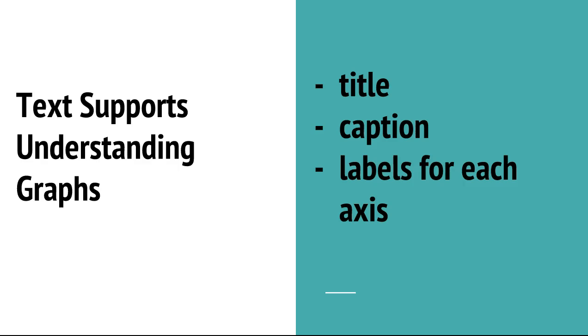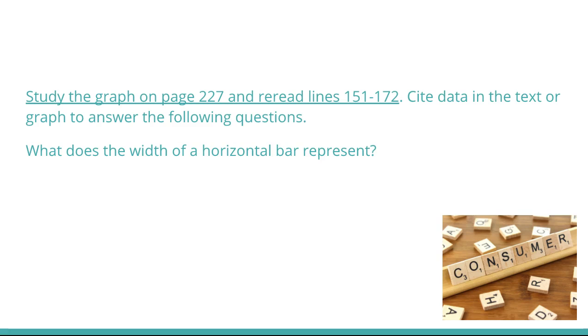The author helps readers understand how to interpret this graph of battleship curves, so named because of the step-like shapes or curves which resemble the head-on profiles of battleships. The text that accompanies a graph, the title and caption, and the label for each axis enable readers to understand the information shown. Study the graph on page 227 and reread lines 151 through 172. Cite data in the text or graph to answer each of the following questions. What does the width of a horizontal bar represent?